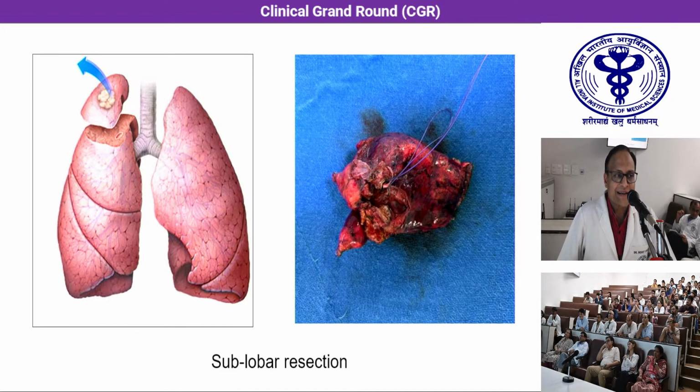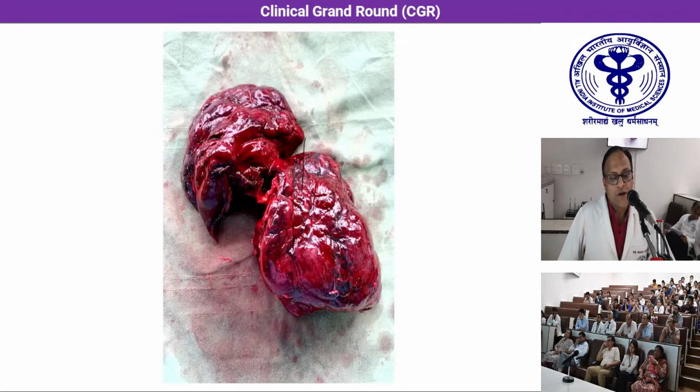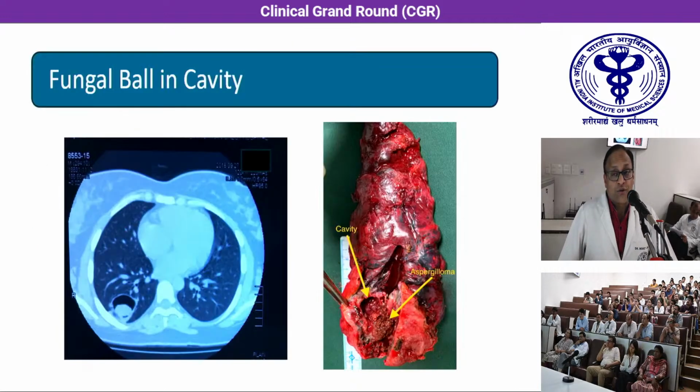Now, once we are inside, depending on the extent of involvement of the lung, as I said, we can do a sublobar resection. Here on the right side, you can see the specimen of a sublobar resection, or the whole lobe can be removed, or it may be more than a lobe. The fungal ball cavity in CT, which you can see like this, in a surgical specimen looks like this. So here also you can see that. So this is the cavity, and this loose thing here is the fungal ball.